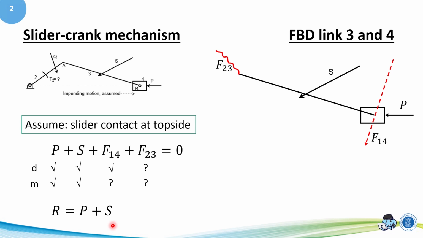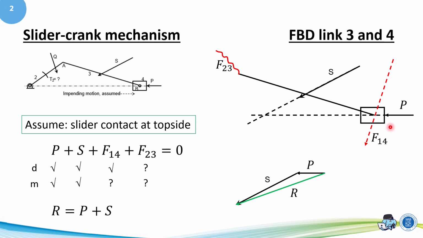And then I want to find the vector R. First, I draw the vector P plus S, and finally I get the vector R. Next, I want to move this vector R to the free body diagram. Of course, I have to find the intersection of the vectors S and P. That's why I extend the vector S and the vector P, and this is the intersection, and I move vector R to here.